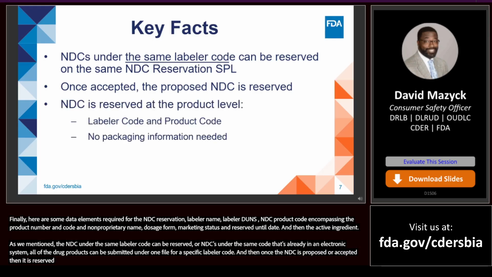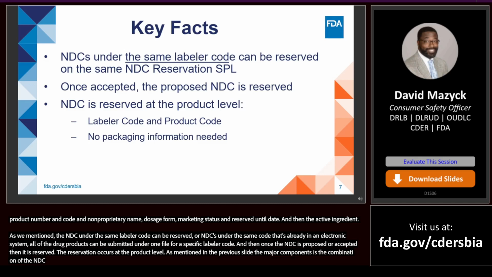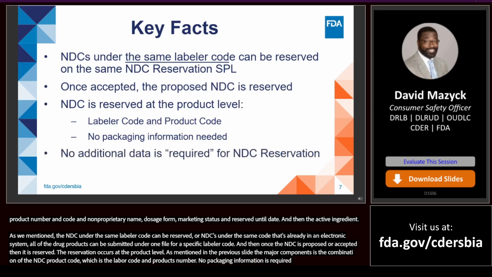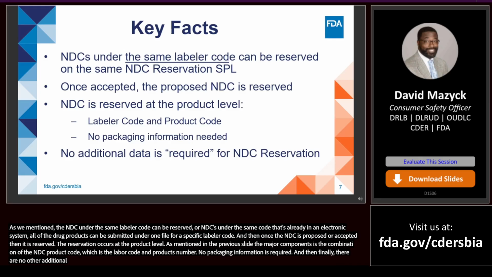The reservation occurs at the product level. NDC is reserved at the product level. As we mentioned in the previous slide, one of the main components is the NDC prod code, which is the labeler code and product number. No packaging information is required. And then finally, there is no additional information required for an NDC reservation beyond the prod code.